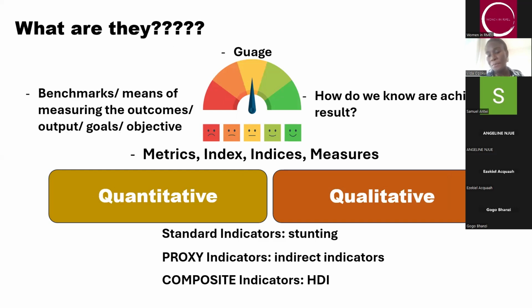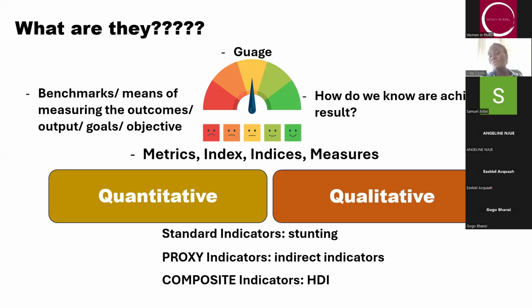Then when we talk of composites, we are looking at various indicators coming together to help us understand a particular situation. So when you talk about the Human Development Index, it's not just one indicator, it's many indicators coming together to help us know the extent to which a particular country has been developed, or their people have been developed. So with HDI, you're looking at life expectancy, you're looking at education, you're looking at income per capita.